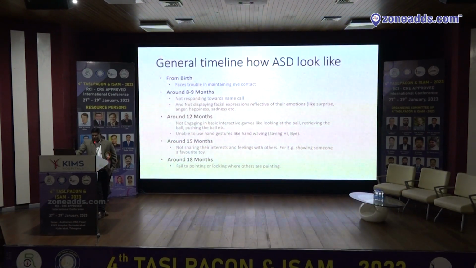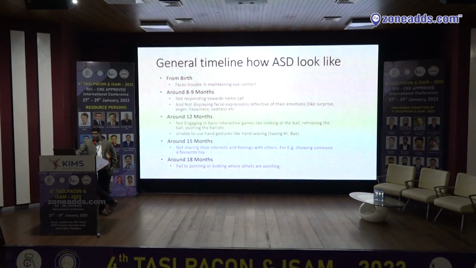From birth, they face trouble in maintaining eye contact. We don't expect any proper eye contact at birth, but at least after 2 months we can easily expect proper eye contact when we look at them. Similarly, around 8 to 9 months, they never try to respond to their name being called. It is a major significant symptom for diagnosing autism.